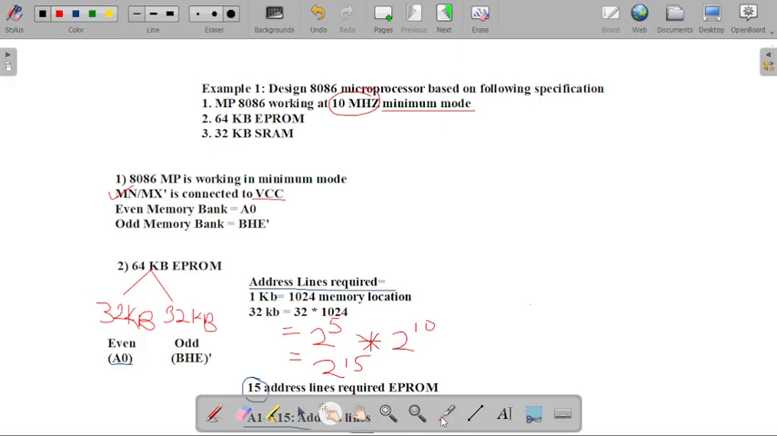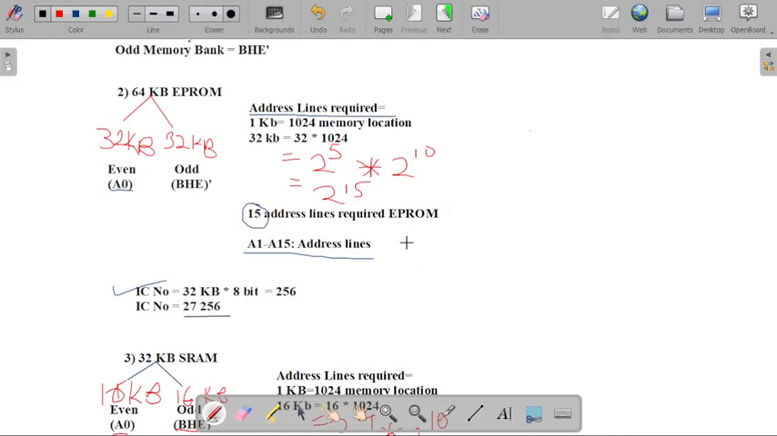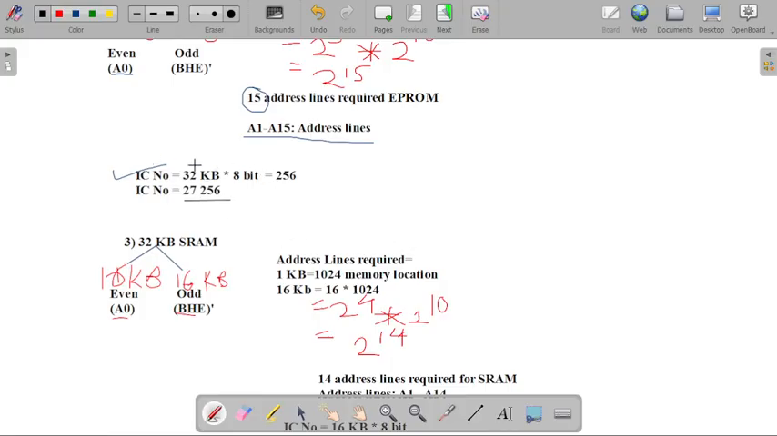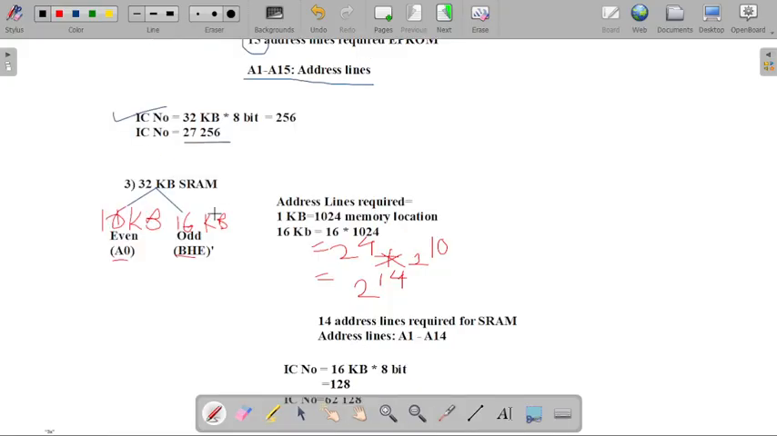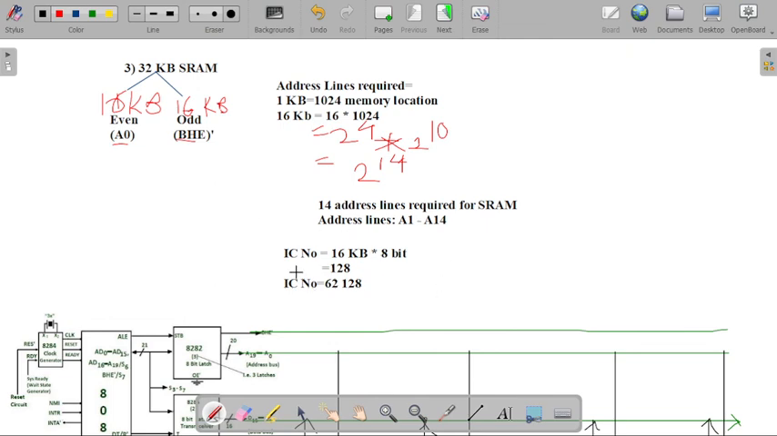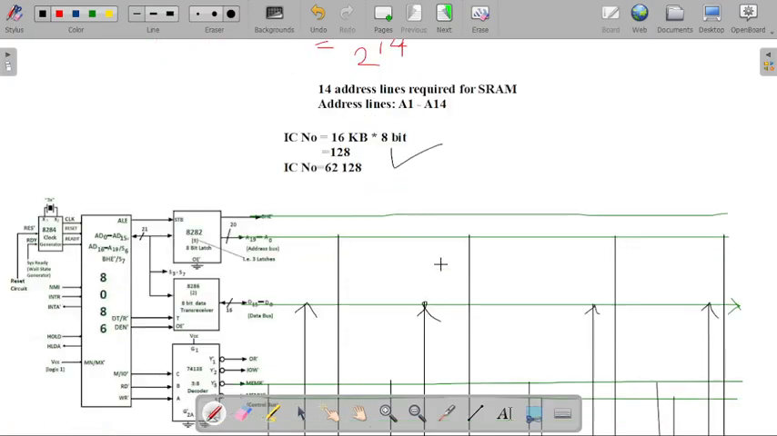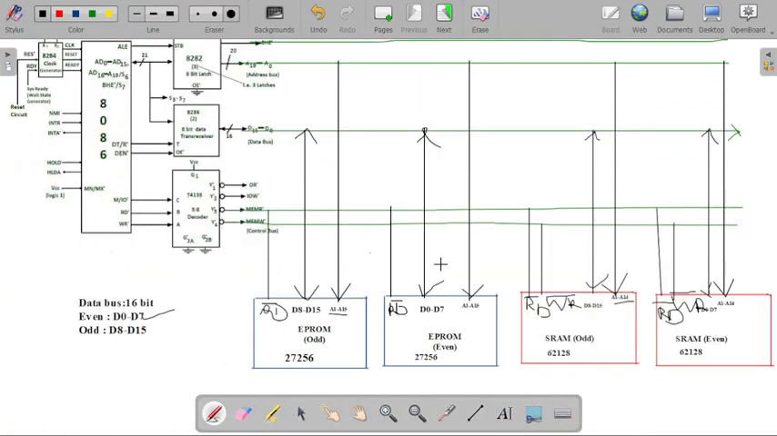Whenever a question is asked in the exam, first of all you have to check which mode is given, either maximum mode or minimum mode. Then we have to calculate the number of address lines required for our EPROM as well as our SRAM. The third thing is we have to calculate the IC number for each EPROM and SRAM. And based on the information we got, that is the number of address lines and the IC number, we have to draw this memory interfacing diagram.